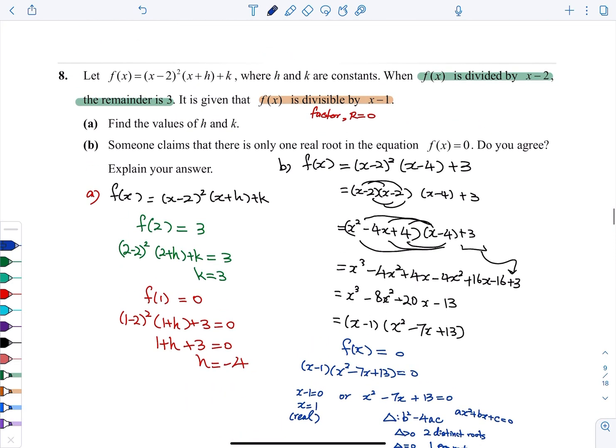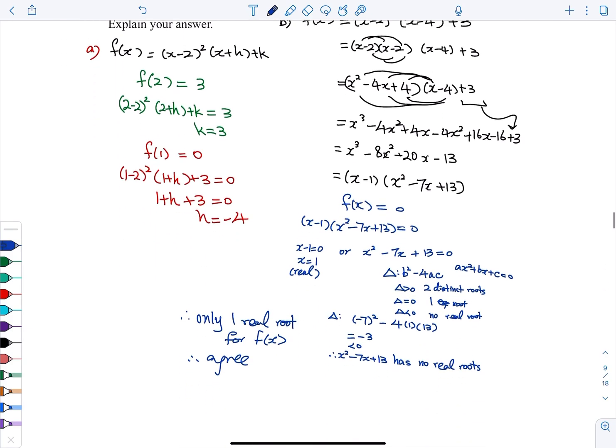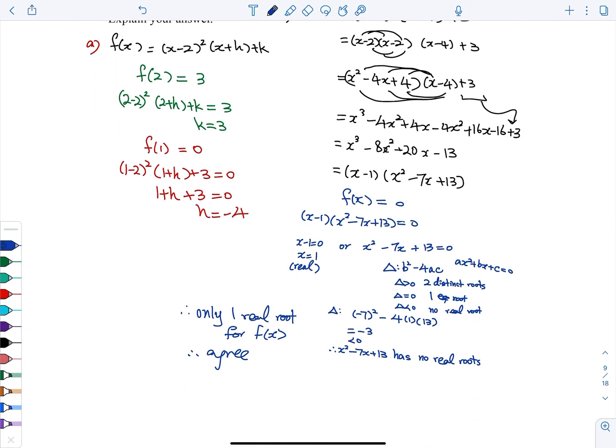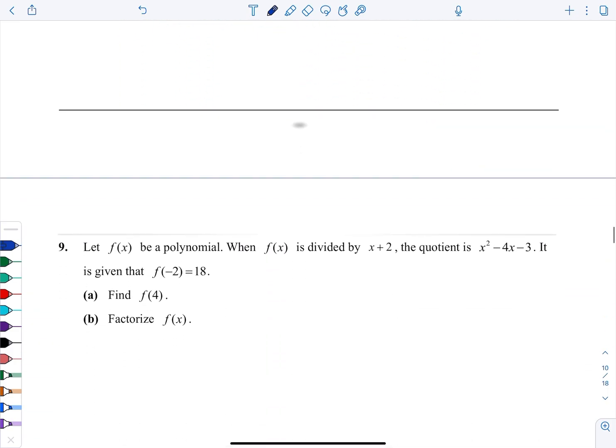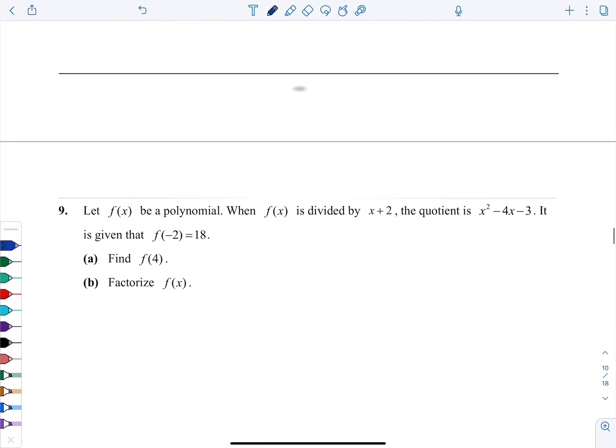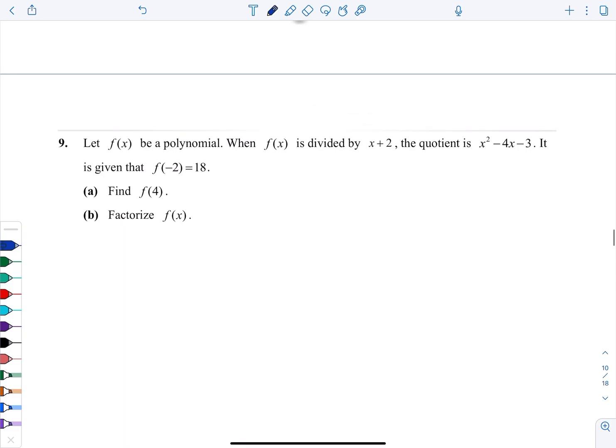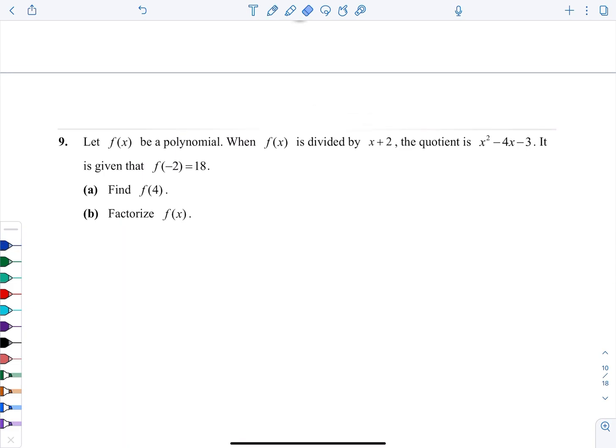I know. Pause the video, digest it, and then redo it. After redoing it, then you can see if you are actually correct. The hardest part is this last part only, actually. All the other is okay. Let's do the next question. Much easier. Is it? Maybe. This one, you have to make a polynomial on your own, make the f(x) on your own.